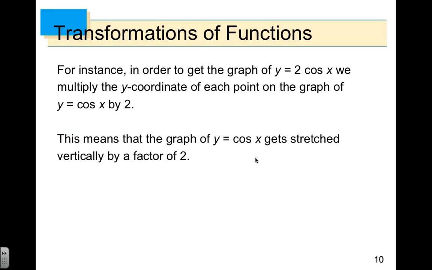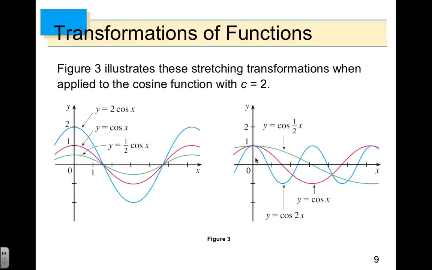For instance, in order to get the graph of y equals 2 cosine x, we multiply the y-coordinate of each point on the graph of cosine x by 2. This means that the graph of cosine x gets stretched vertically by a factor of 2. So they're talking about this graph. We take every y value and multiply it by a factor of 2, and everything gets stretched vertically.